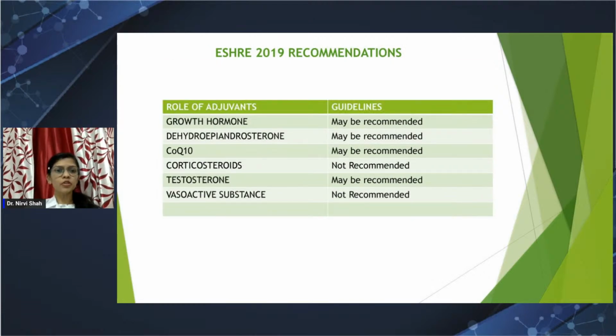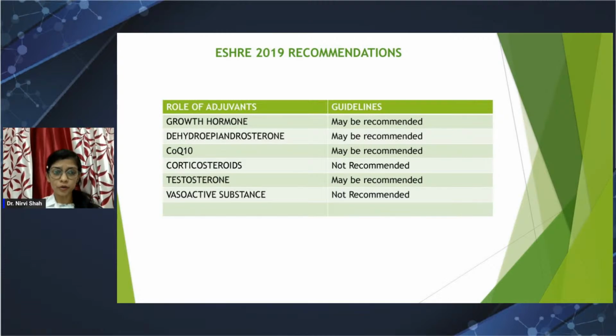So these are the recommendations regarding the role of adjuvants: growth hormone, DHEA, CoQ10 and testosterone. All these four, though they do not have a significant difference in live birth rate, do make a difference in the quality of the oocyte. The total dosage of gonadotropin is reduced, the cycle cancellation rate is less, and the number of oocytes retrieved is more. So they may be recommended, though we need multiple randomized controlled trials before they are absolutely recommended.